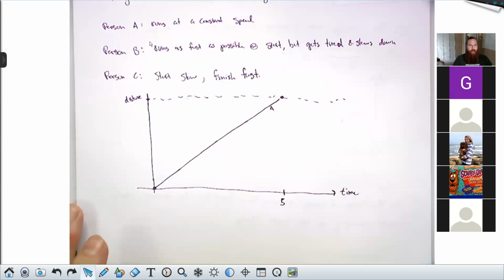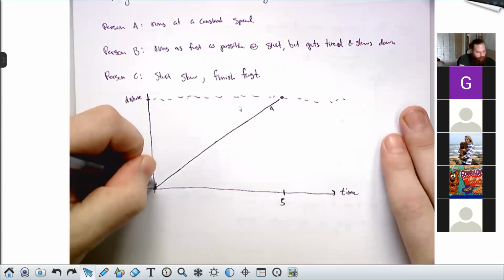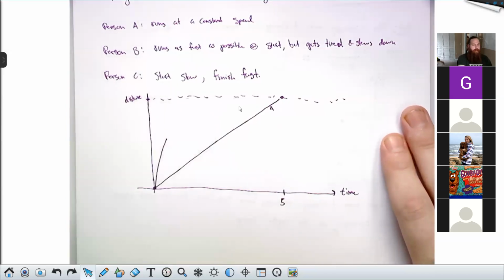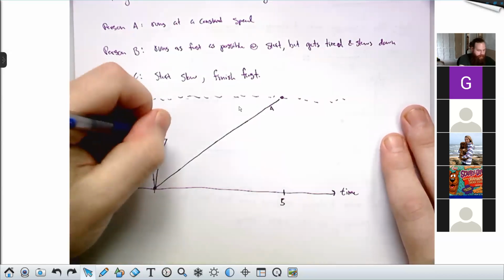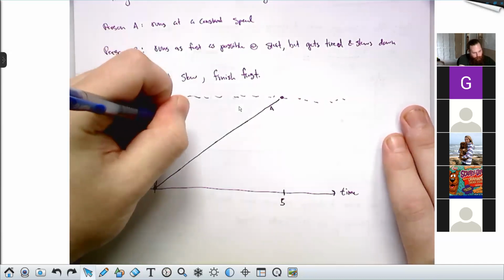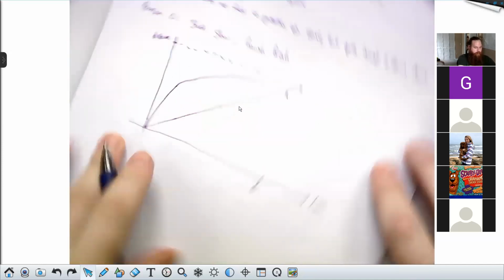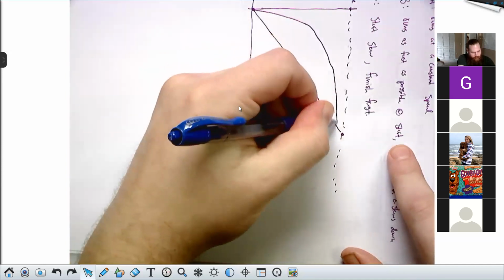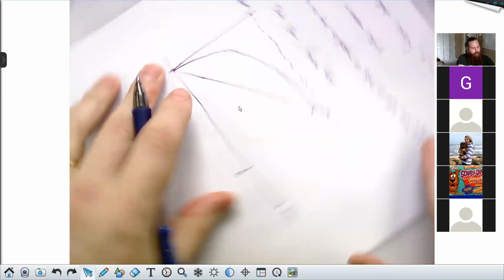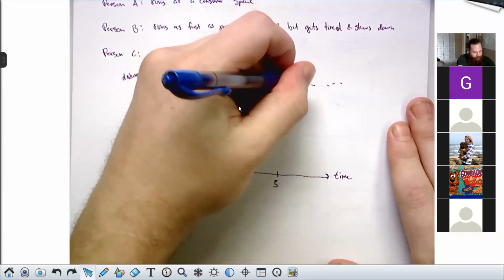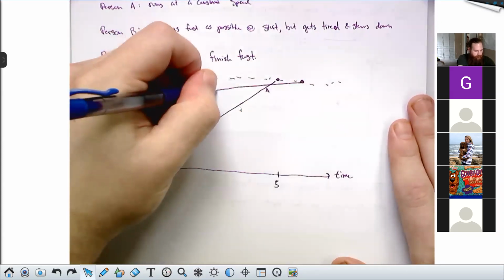Person B starts off running as fast as they can. So they start off covering a lot of distance over a short period of time, but then they slow down. So person B, they start off going very fast like this. But then they get tired. Maybe they get really tired, like really tired, and they're just barely moving as they come across the line. We'll call this the graph for person B.